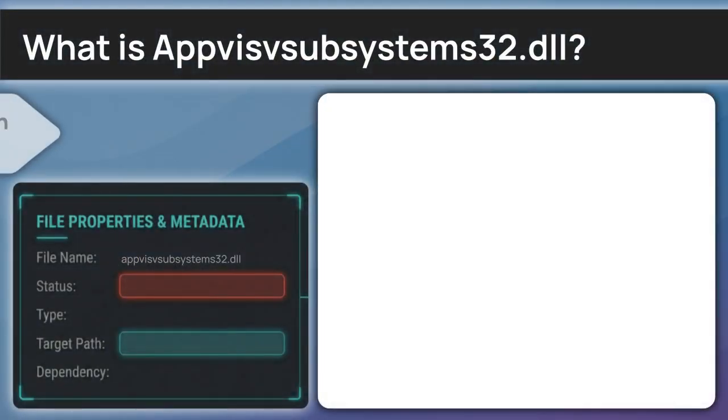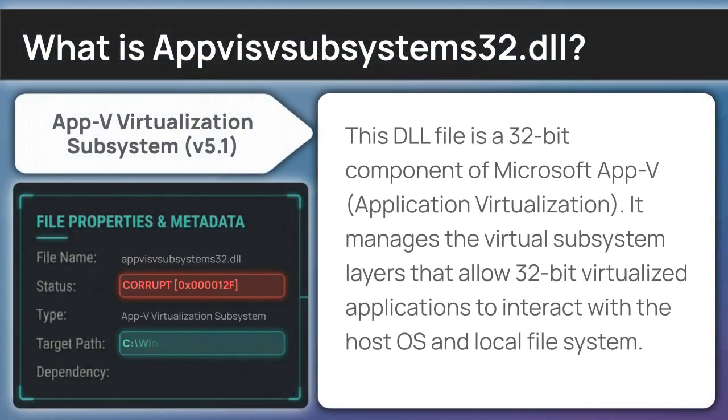This DLL file is a 32-bit component of Microsoft App-V Application Virtualization. It manages the virtual subsystem layers that allow 32-bit virtualized applications to interact with the host OS and local file system. Now let's apply the fix by reinstalling the shared system library.